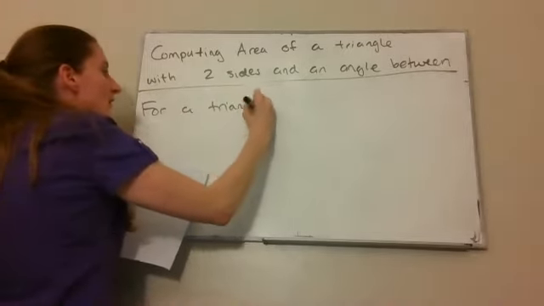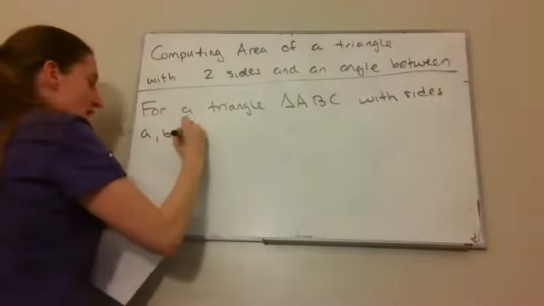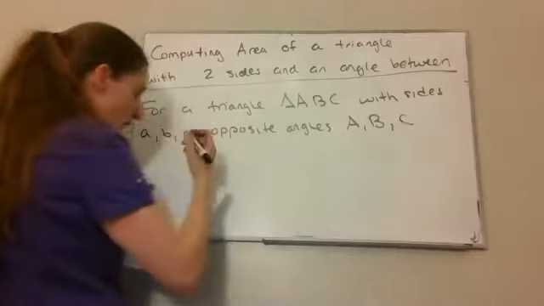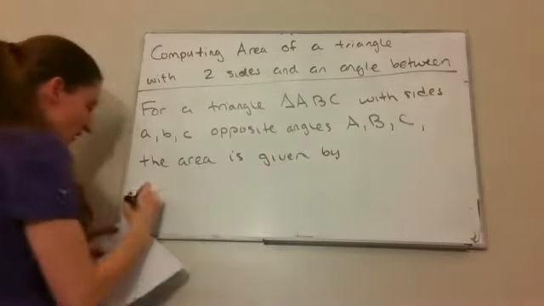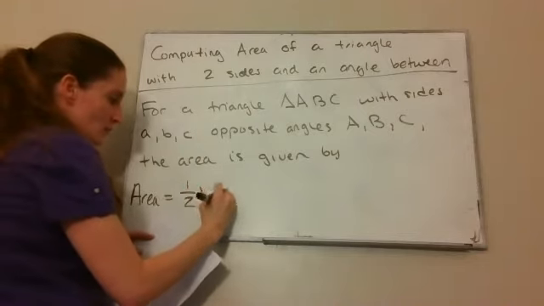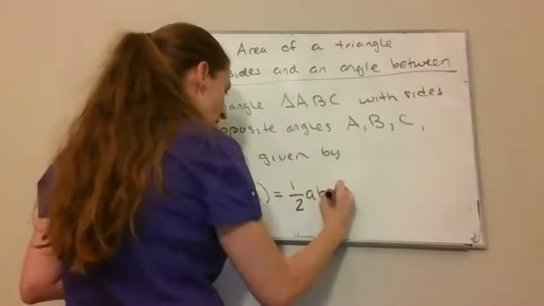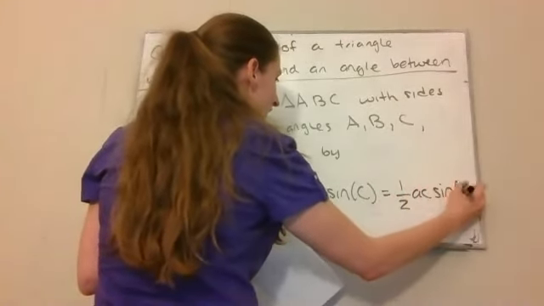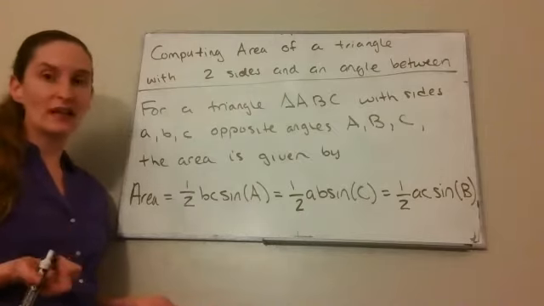For a triangle ABC, with sides little a, little b, and little c, opposite angles capital A, capital B, and capital C, respectively, the area is given by area equals 1/2 bc times sine of A, which equals 1/2 ab sine of C, which equals 1/2 ac sine of B. So in all of them, it's 1/2 times two sides times sine of the angle in between those sides.